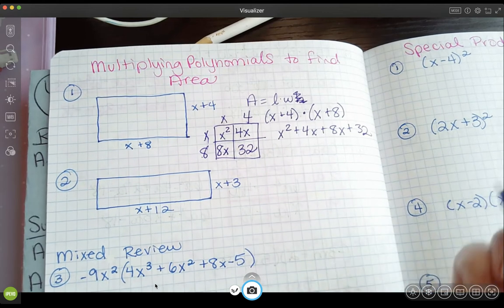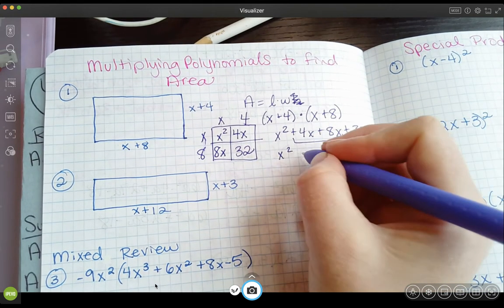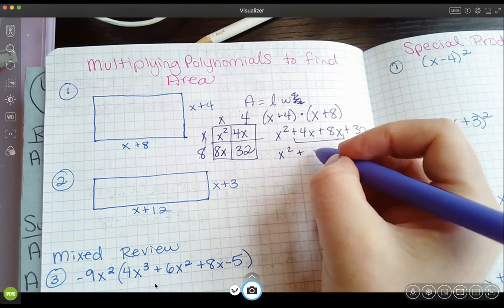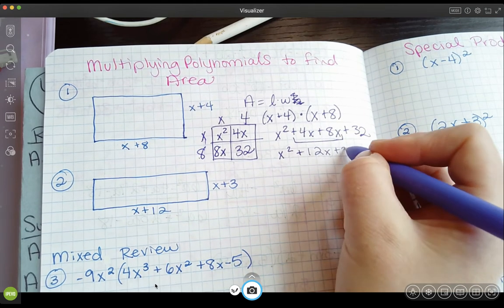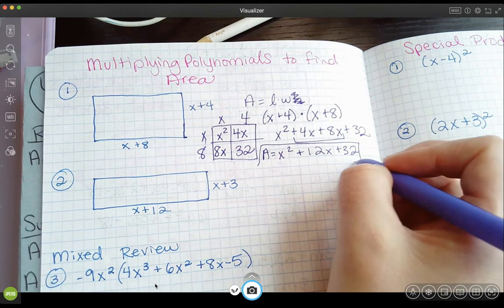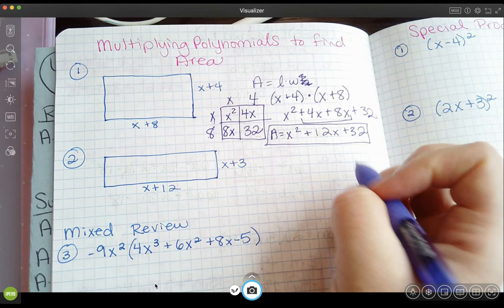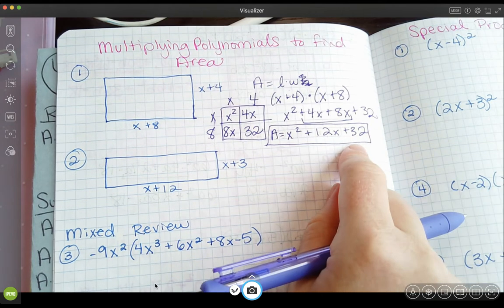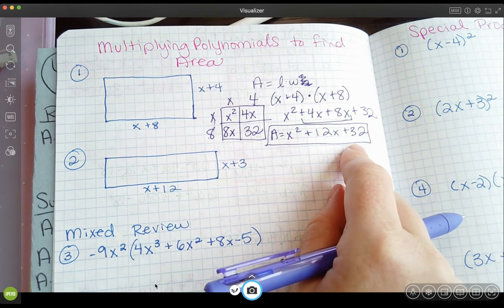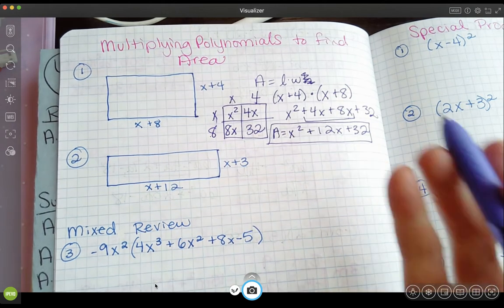And so then we could combine like terms to simplify. So that's x squared plus 4 plus 8 is 12x plus 32. So that is what your area equals. Not too bad, right? Okay, let's look at the next one. That's all we're going to do on that one. Just write what that polynomial is. And it is a 1, 2, 3 term, so it's a trinomial.